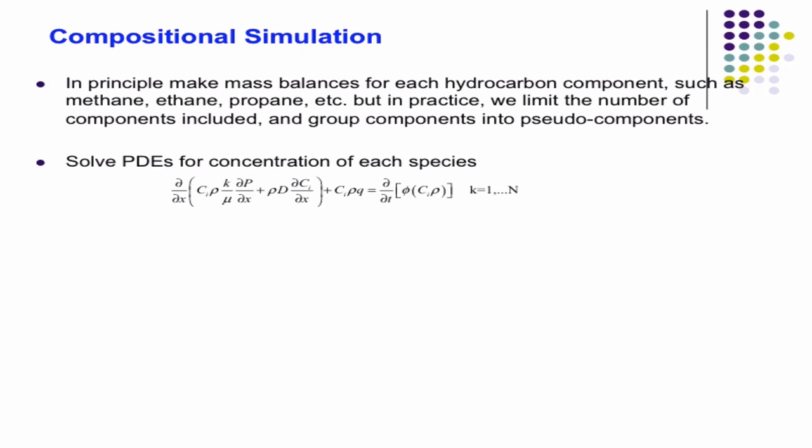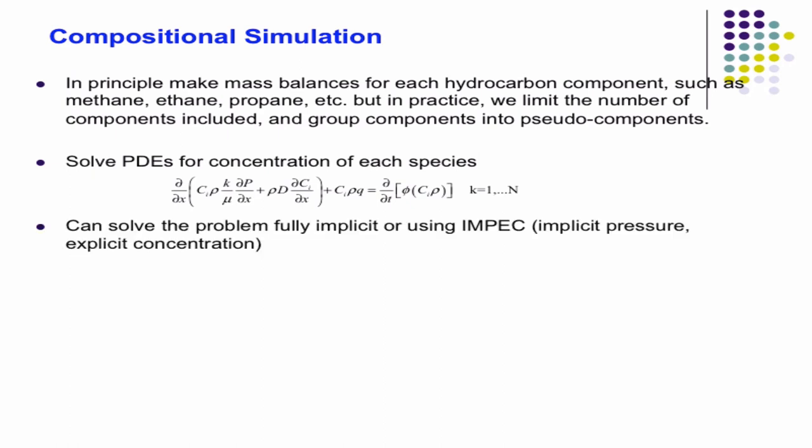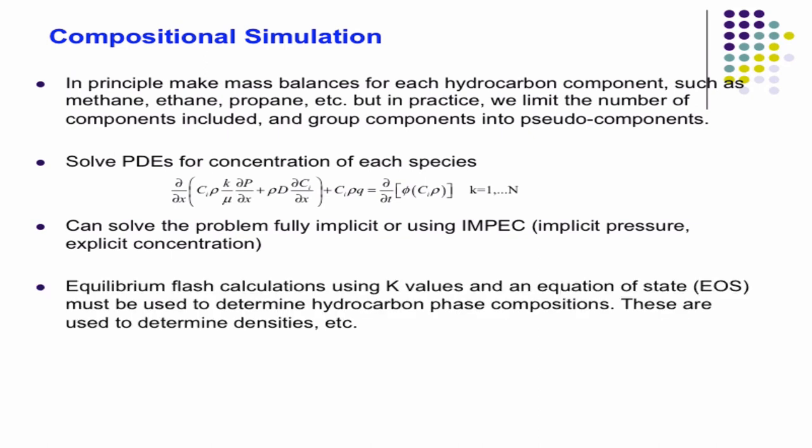Jim and CMG, right? So in compositional, you're balancing on each hydrocarbon component, right? So you're balancing on methane, propane, butane, or whatever. And so then you solve for the concentration of each species. You can use an IMPES method, implicit pressure, explicit concentration, or you can solve it fully implicit.